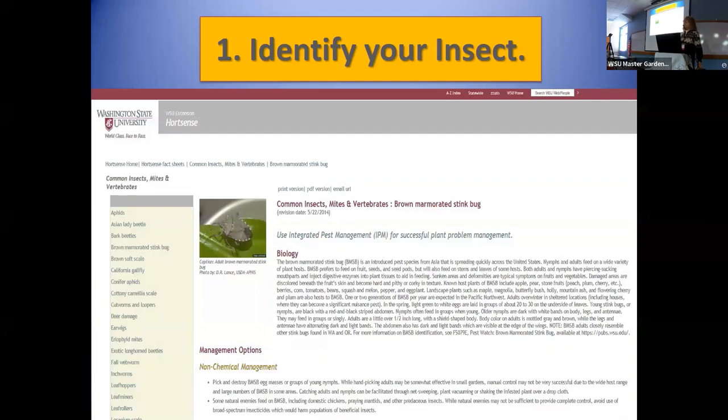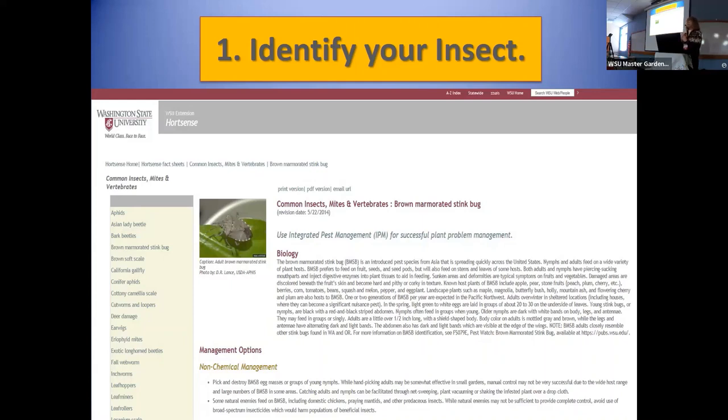And you're taken to an entire page then on the brown marmorated stink bug. So this is really valuable as you're trying to ID insects. Notice there's a picture, so that helps with ID. But there's also a written description in that section on biology that points out the significant points that you need for identifying that insect. So it'll tell you what are the things that you need to look at.